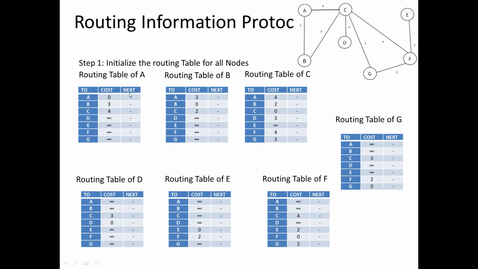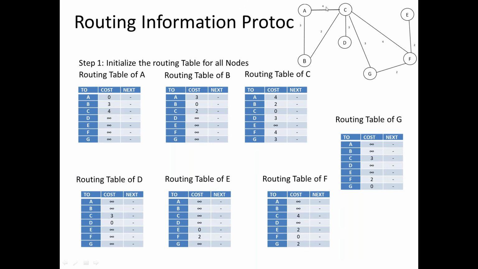And then what is the next node? That is the intermediate node. So for routing, the routing table of A is like this: from A to A, the cost is 0 and there are no intermediate nodes. And for B, from A to B, the cost is 3. It is directly connected, so there are no intermediate nodes. And to C, the cost is 4.